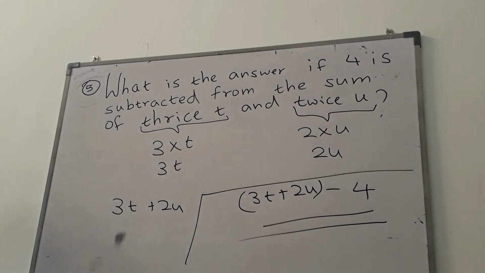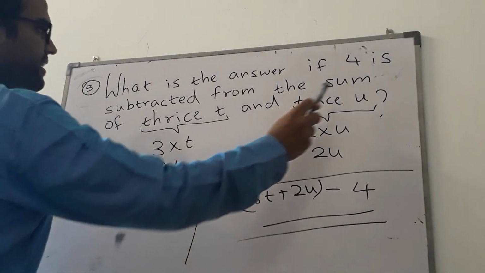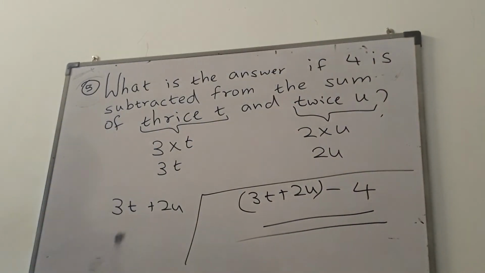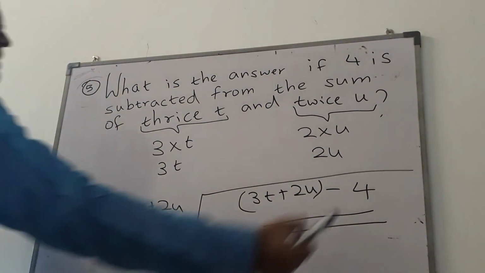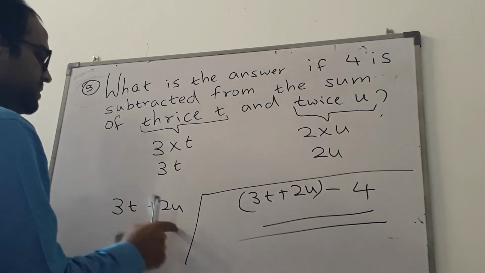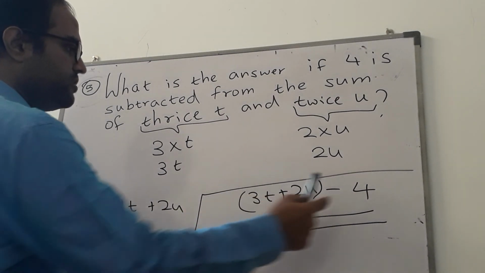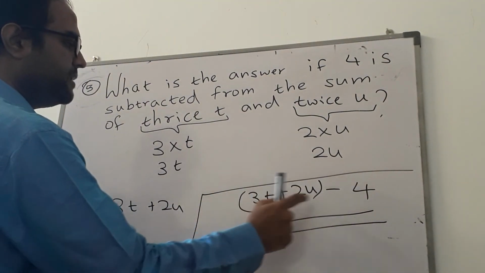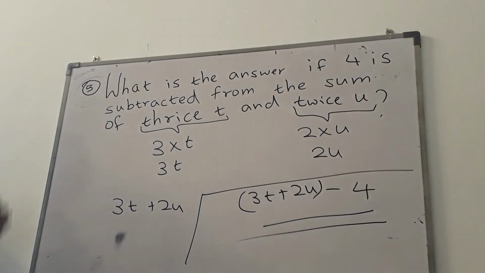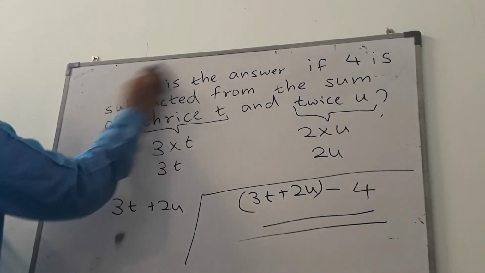Thrice t means 3t, twice u means 2u. What is the answer if 4 is subtracted from the sum of 3t and 2u, that is 3t plus 2u? You have to subtract 4 from 3t plus 2u all together. Easy. Next question.